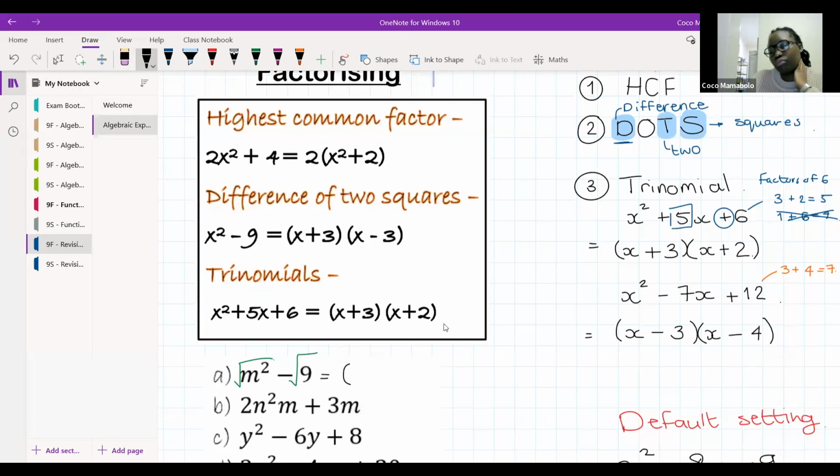What do I need to open? 2 brackets, ma'am. Good. 2 brackets. What are the signs inside my brackets? Negative. And? Positive. Good. And then what is the square root of m squared? 1. No. Square root of what, ma'am? M squared.